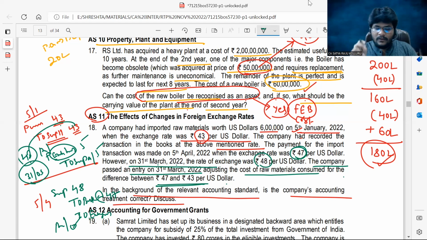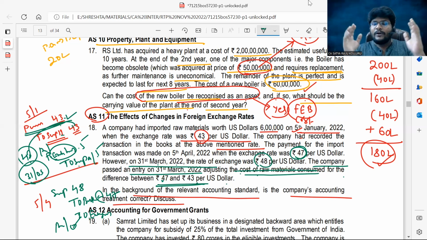That is one thing. And one more thing, the difference you should not adjust with the cost of raw material, because the purchase cost was fixed at 43. The difference you need to adjust with the supplier, that is foreign exchange loss to supplier account, because the amount to be paid to the supplier will increase due to fluctuation in the foreign exchange rate. You should not disturb the purchases. The company passing an entry on 31st March 2022 adjusting the cost of raw material itself is wrong, and that too they should not consider this difference. That's why the accounting treatment followed by such company is not at all relevant as per accounting standard 11.